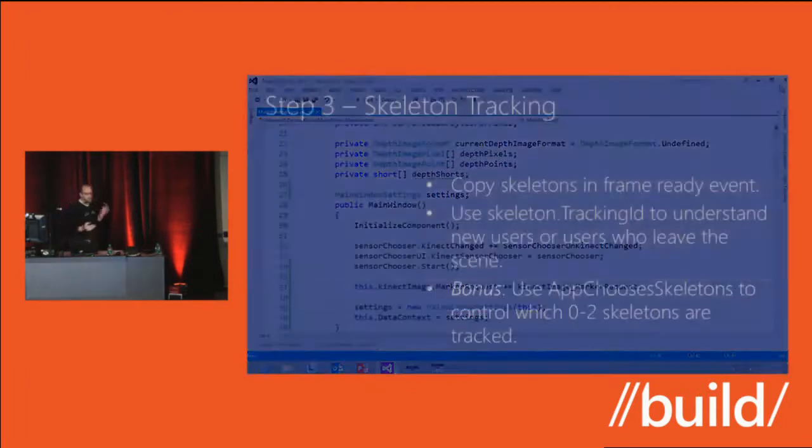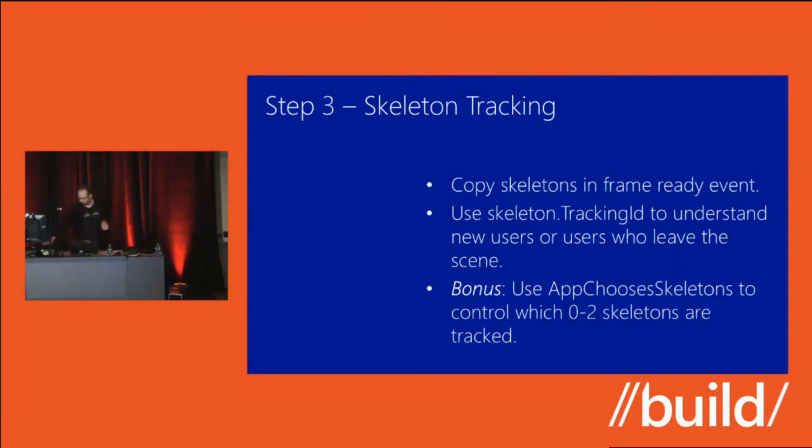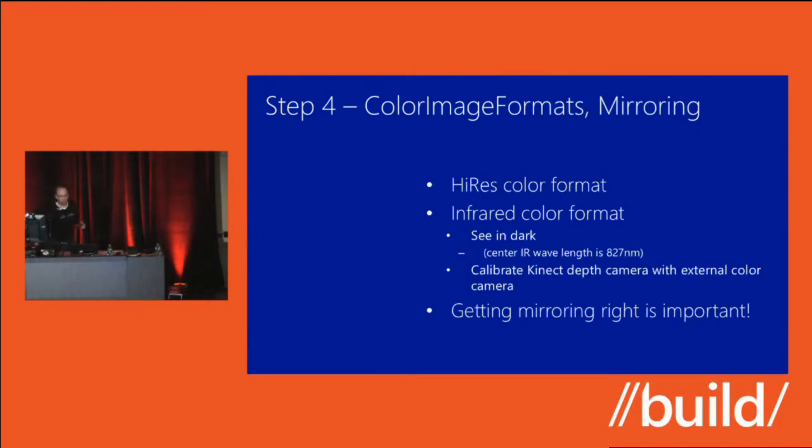So we just quickly looked at the high-res color format and the infrared color format. The infrared format allows you to see in the dark. Now, importantly, I list here the wavelength that the depth camera is detecting, 827 nanometers.